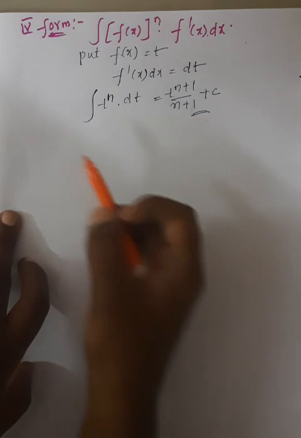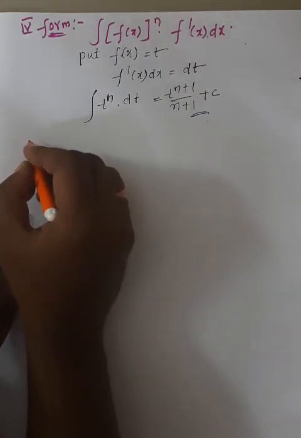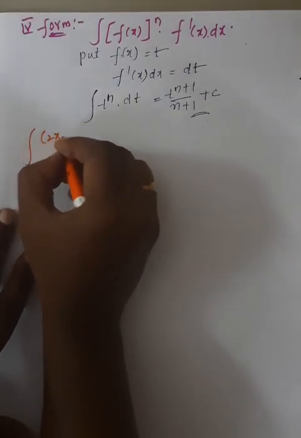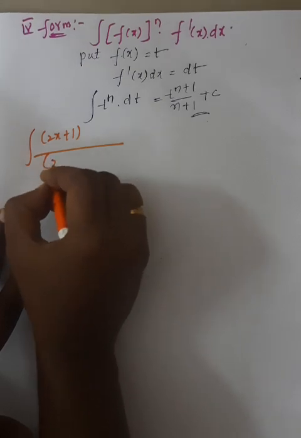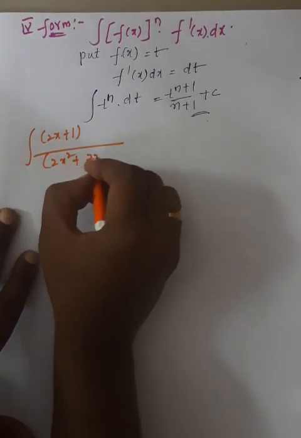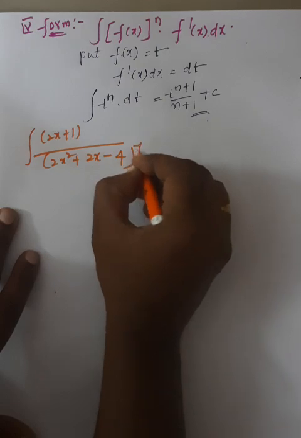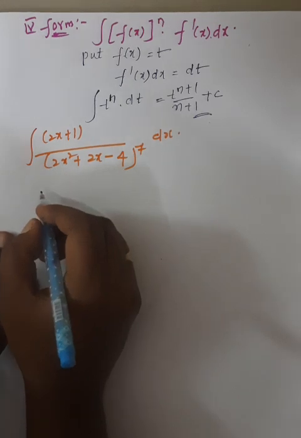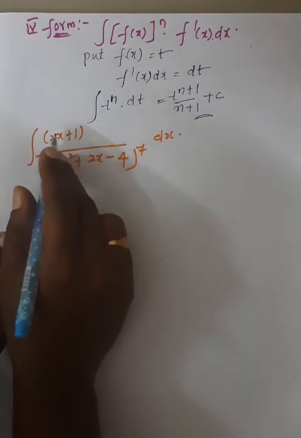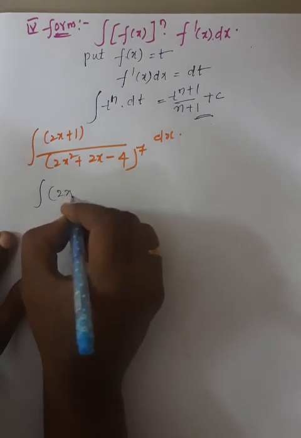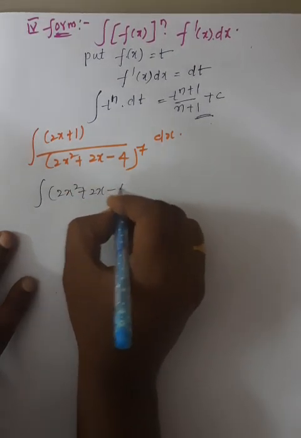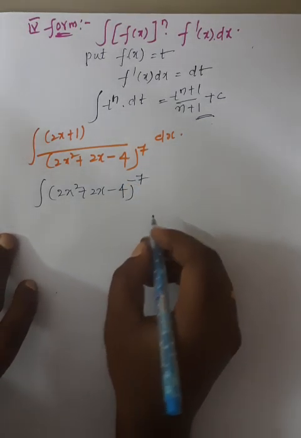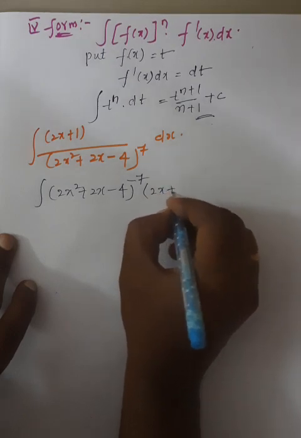Let us see some questions on this fourth form. Integration of 2x plus 1 by 2x square plus 2x minus 4 whole power 7 into dx. So here we should bring the denominator to the numerator. Integration of 2x square plus 2x minus 4 whole power minus 7. If we bring the power 7 to the numerator, it will become minus 7, into 2x plus 1 dx.